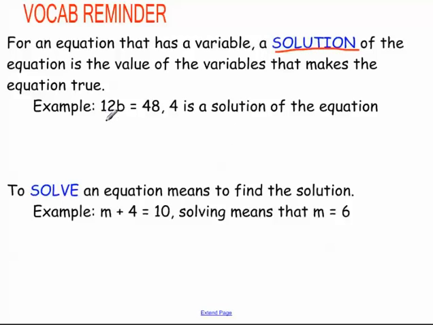So what I mean by this, if you look at this example, 12b or 12 times b equals 48. Well, 12 times what number gives me 48? That would be 4. So 4 is the solution. There will only be one solution for that variable. Only one number will make that variable correct. All right? The other one is to solve.